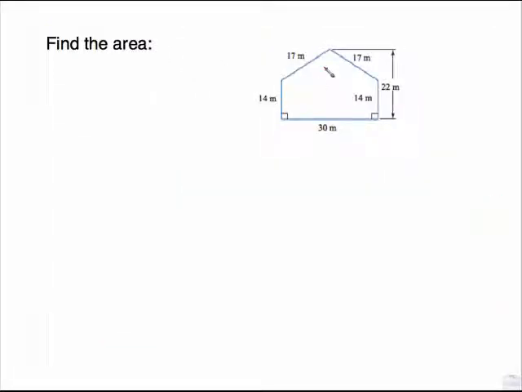So let's find the area of this figure. It's a little more complicated than just your basic figures. This is a pentagon. We don't have any formula for finding the area of a pentagon, so we need to think about chopping this into two recognizable figures. I hope that is recognizable. The bottom is a rectangle, and the area of a rectangle is length times width. So for the rectangle, we're looking at 14 times 30, which is 420 square meters.